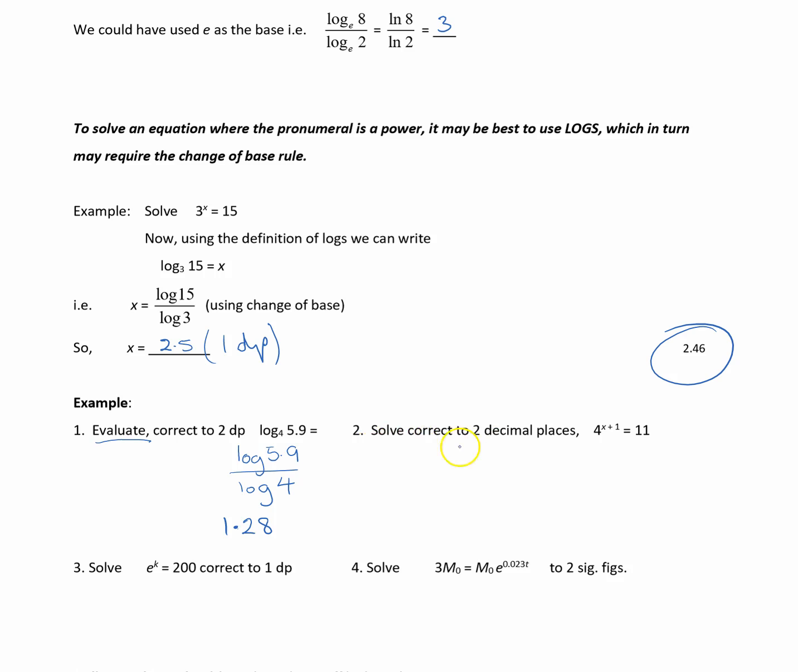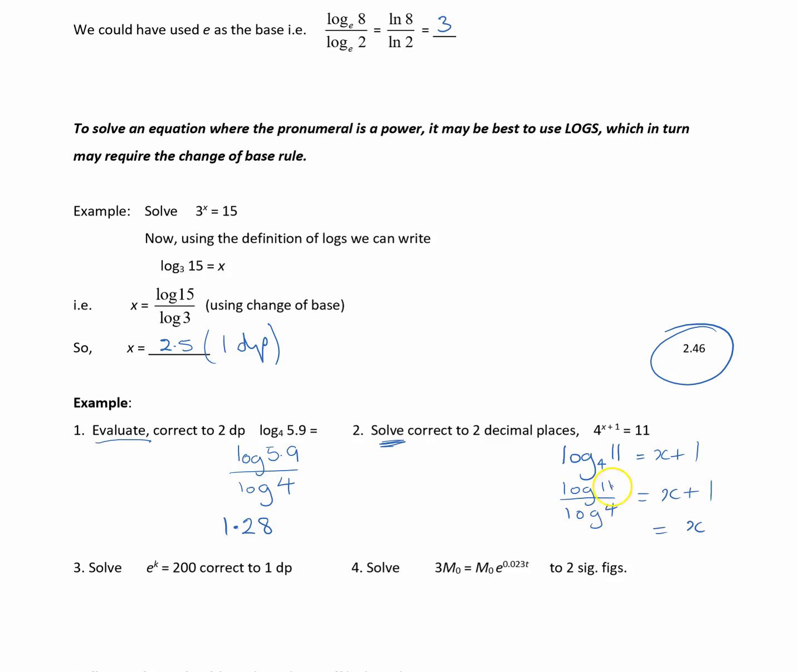Example 2, solve. So that was evaluate. Solve means we're finding the value of the pronumeral, correct to 2 decimal places. So I'm looking for that whole power. If I take the log of 11 to base 4, that should give me x plus 1. I'll go to my calculator to evaluate the log of 11 over the log of 4, and I know that's equal to x plus 1.